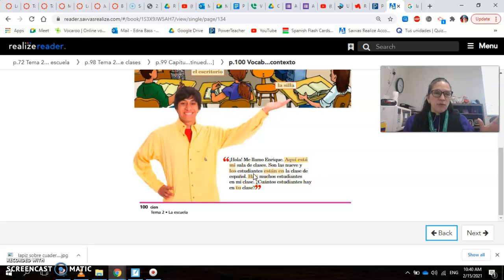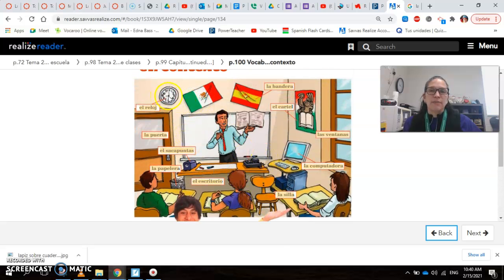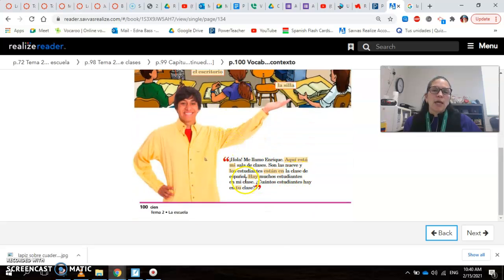I know it sounds different in English because you don't really say that, but that's what it says literally. They're indicating that the students are already in class, and here is the time, las 9. And it says, hay muchos estudiantes en mi clase. That's more common. There are many students. This hay is pronounced like "I," not "hey." ¿Cuántos estudiantes hay en tu clase? Now it's asking you, how many students are there in your class?